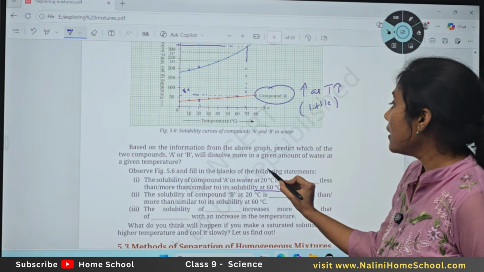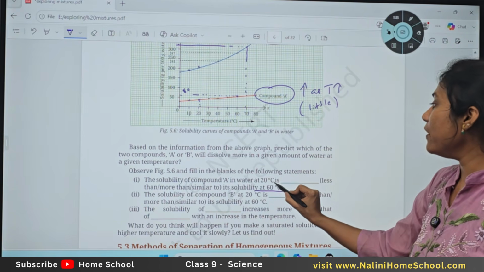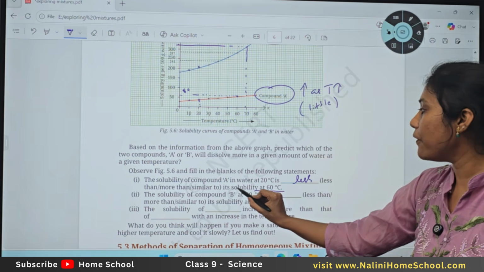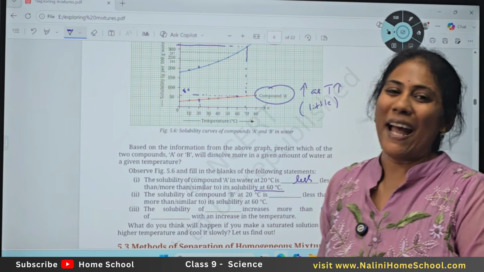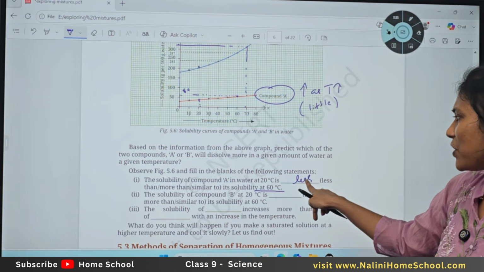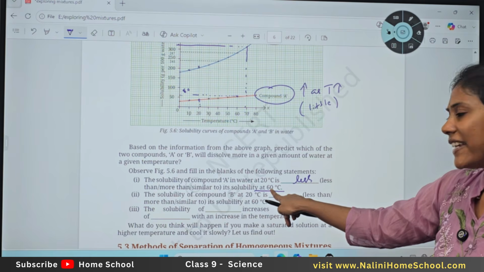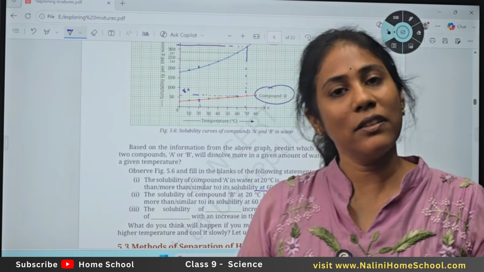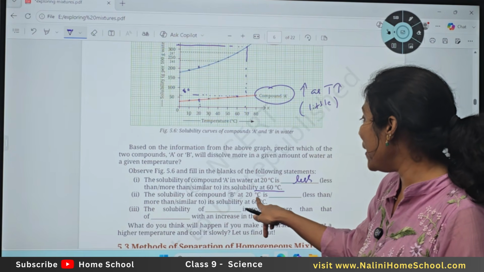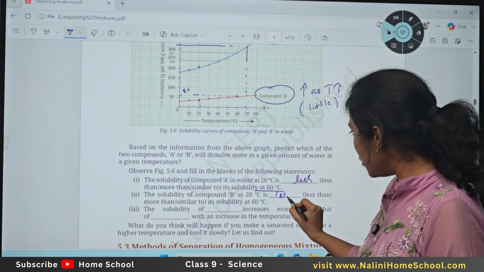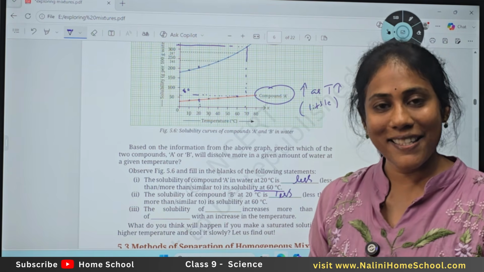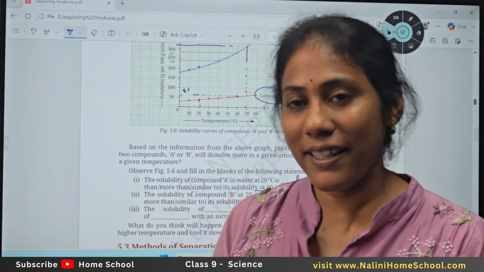So obviously the solubility of compound A in water at 20 degree is less than the solubility of the compound at 60 degree, because as temperature increases, solubility should increase. So 20 degree means lesser temperature, so solubility will be less. 60 degree higher temperature, solubility will be more, definitely. Okay, then next question, the solubility of compound B at 20 degree is also less than the solubility of compound B at 60 degree. At 60 degree more solubility, at 20 degree less solubility.